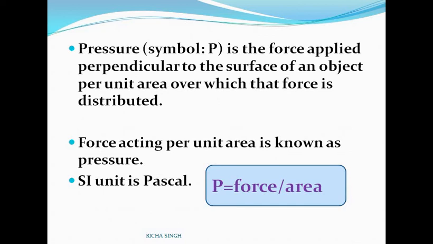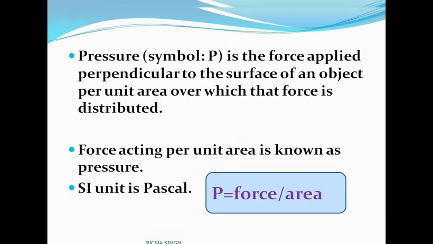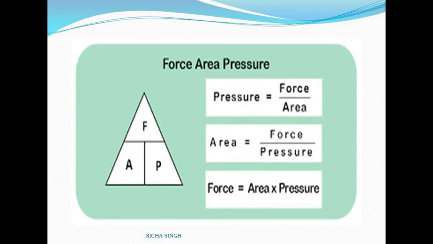The formula to calculate pressure is force upon area. Now you can see a triangle here consisting of F, A and P. F is denoting force, A is telling you about area, and P is for pressure. So pressure is equal to force upon area. From this formula, you can calculate area also. Area will be force upon pressure and force will be area into pressure.